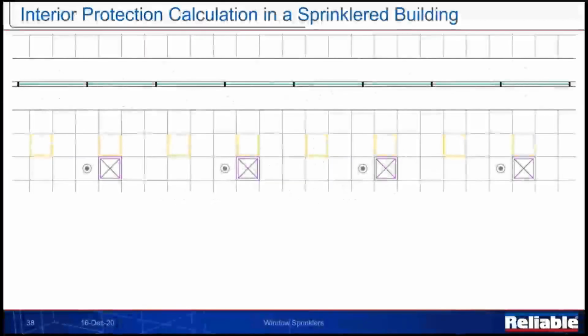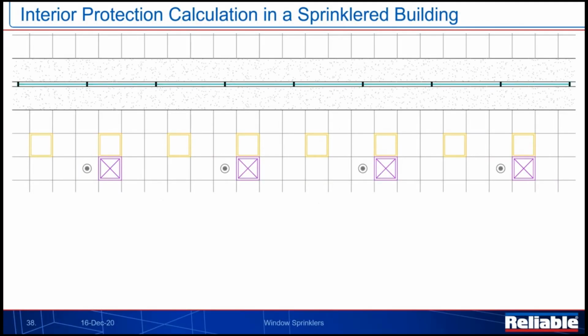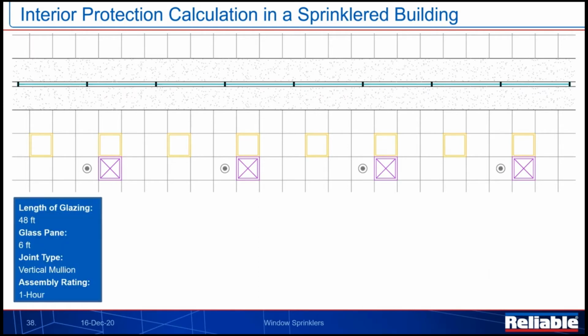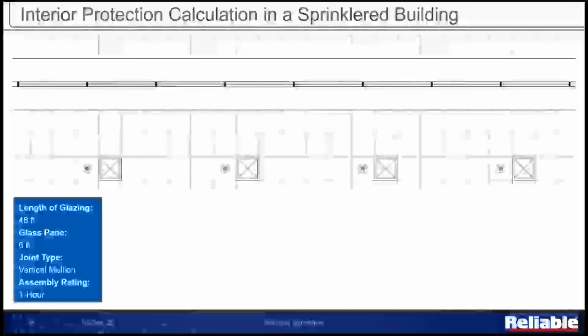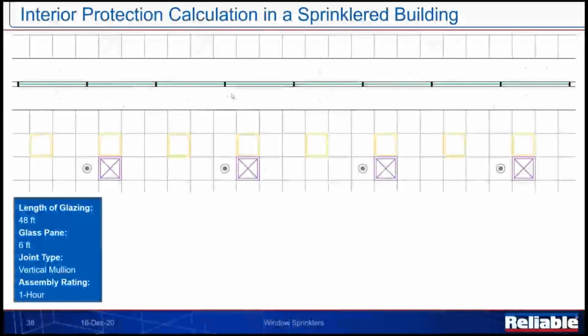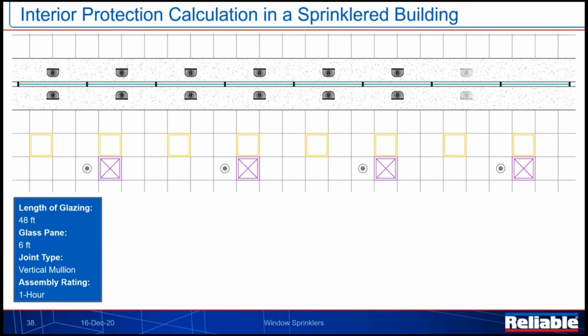So if we take a look at this setup here, we have a plan view of a building. We have some glazing material located up here at the top. It's a 48-foot length of glazing for this example. Glass panes are 6 foot, and we have vertical mullions that are going to separate each one of these black lines there. And we're going to create a 1-hour assembly rating.